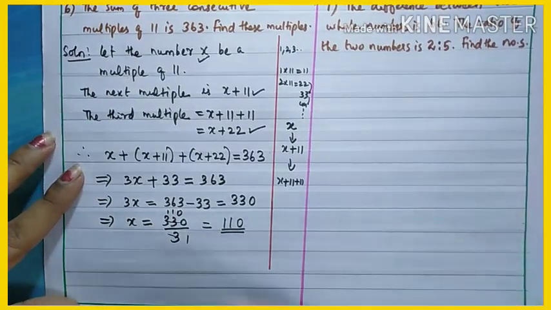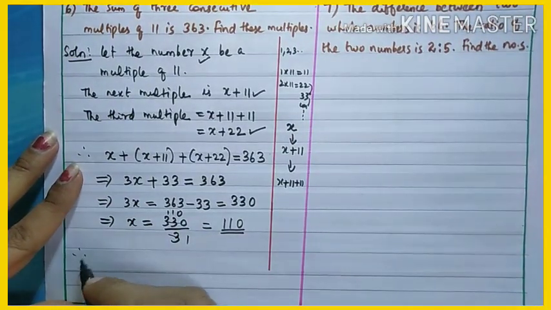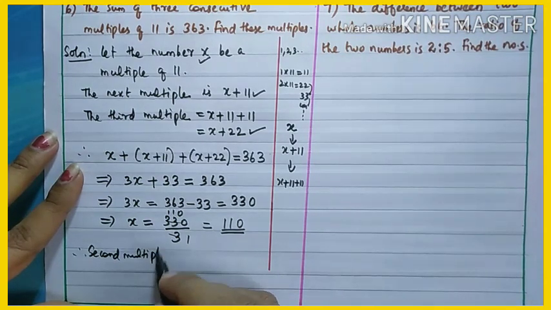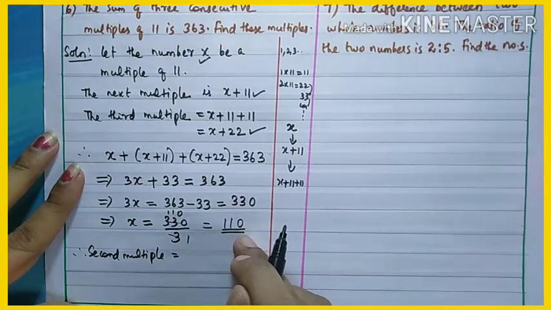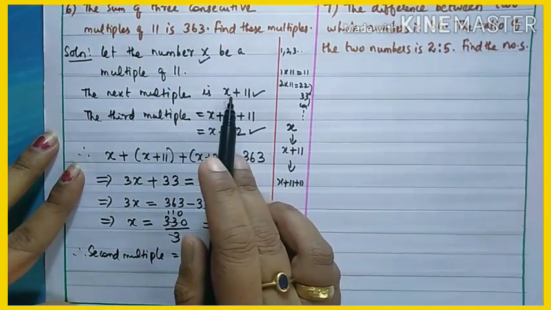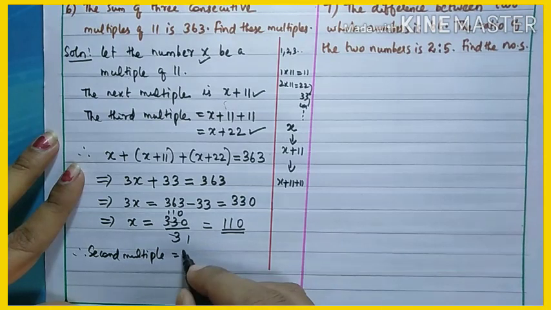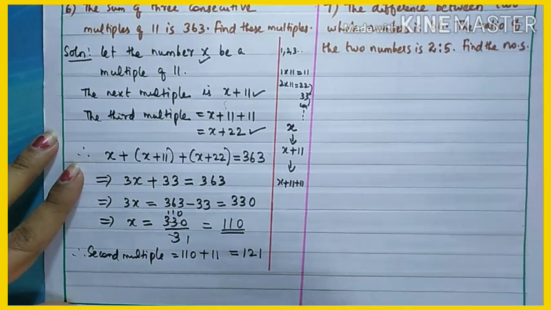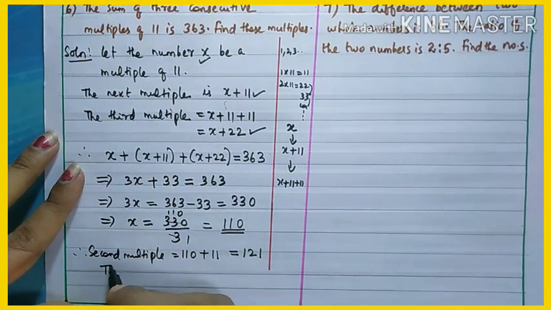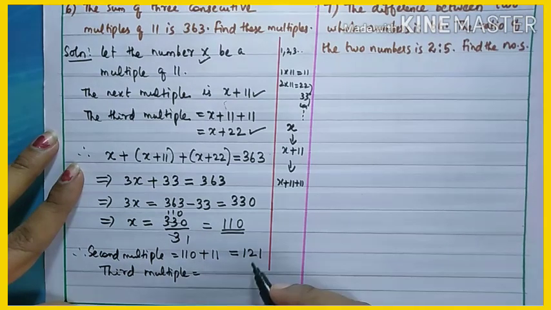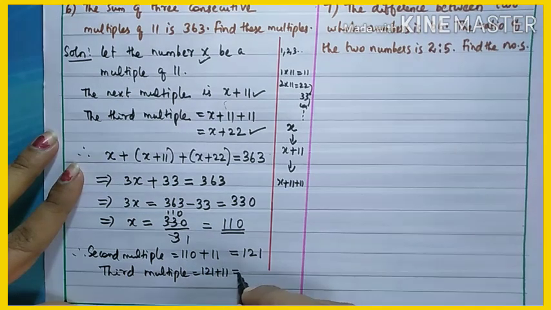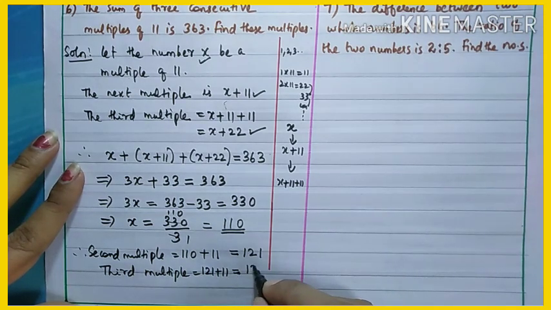So what about the remaining answers? Therefore, second multiple: what you do? With this x you add 11, correct? x plus 11. So what is x? We got 110. So 110 plus 11. What is 110 plus 11? 121. And third multiple is, with this second answer you want to again add 11. That is 121 plus 11. What is 121 plus 11? 132.